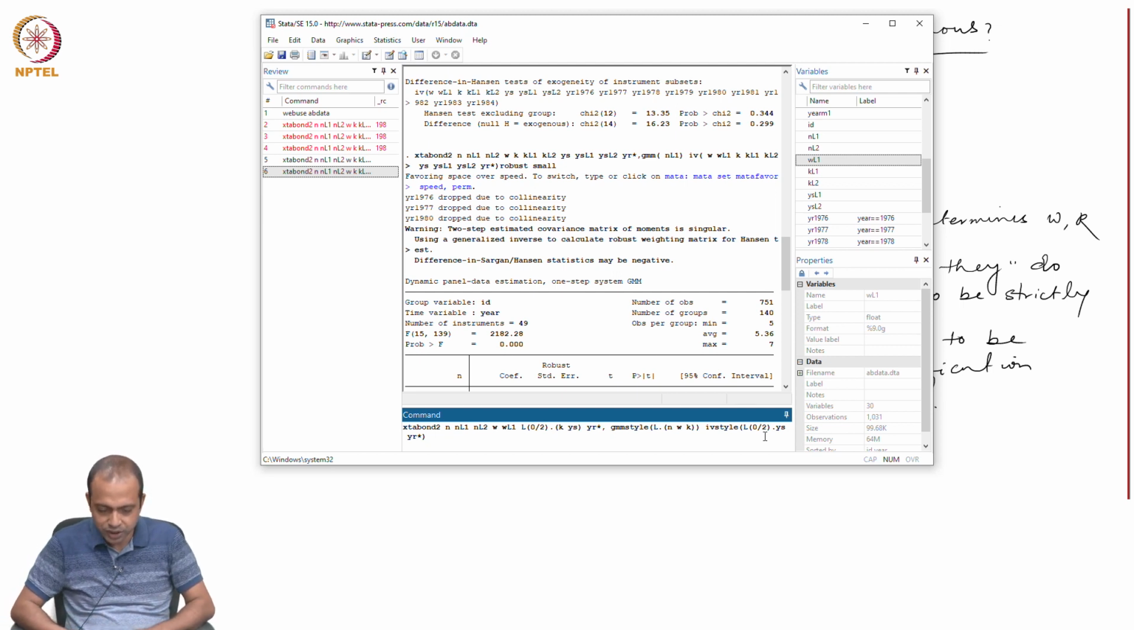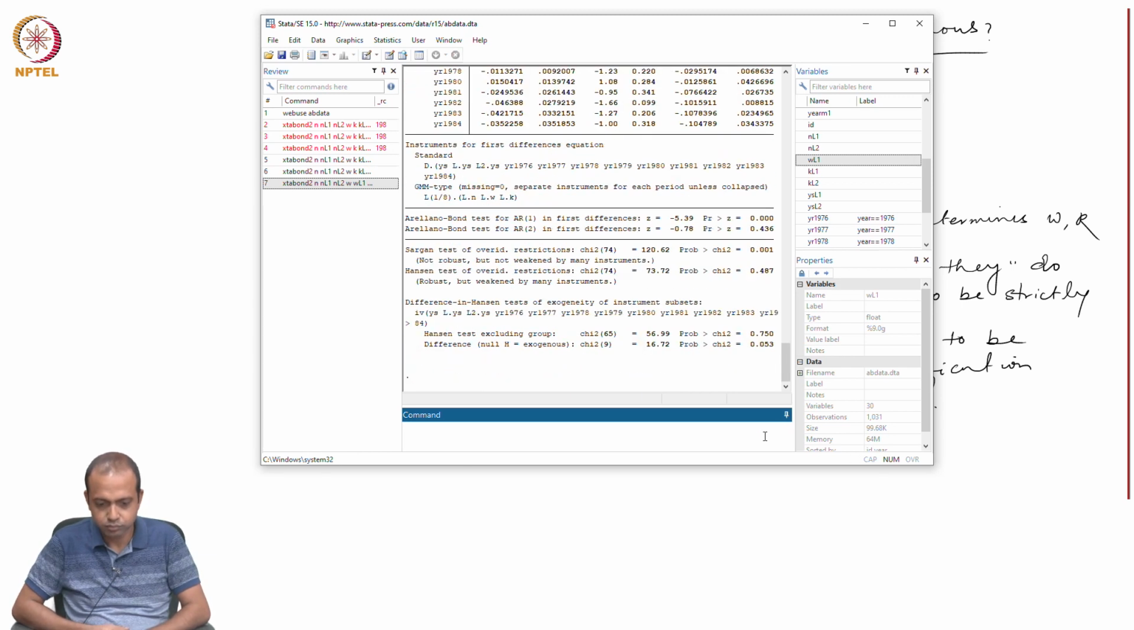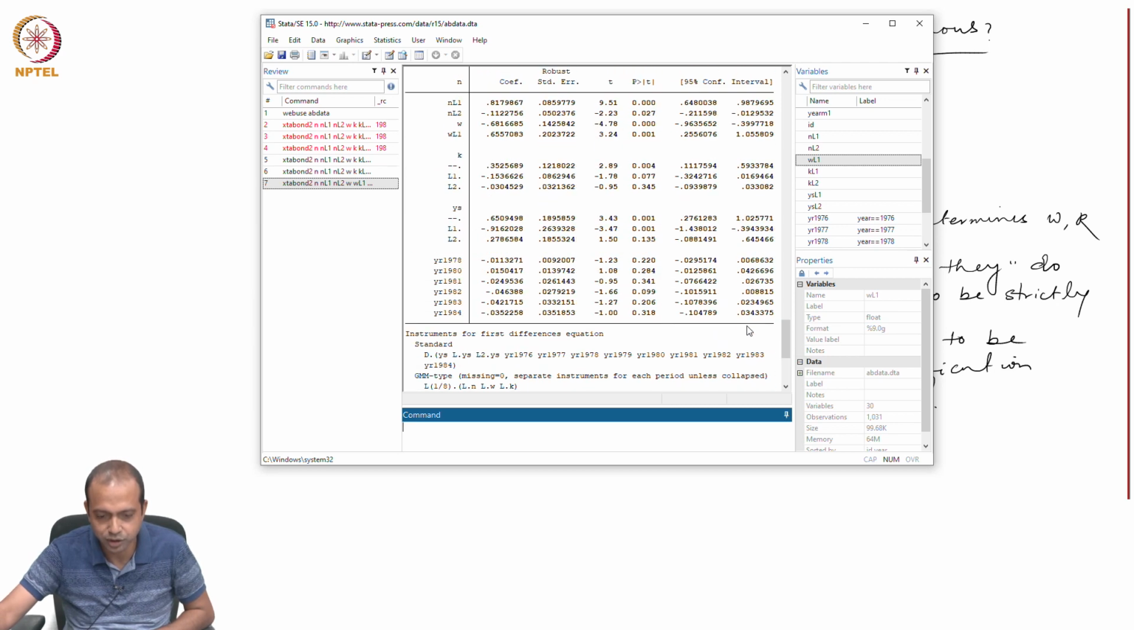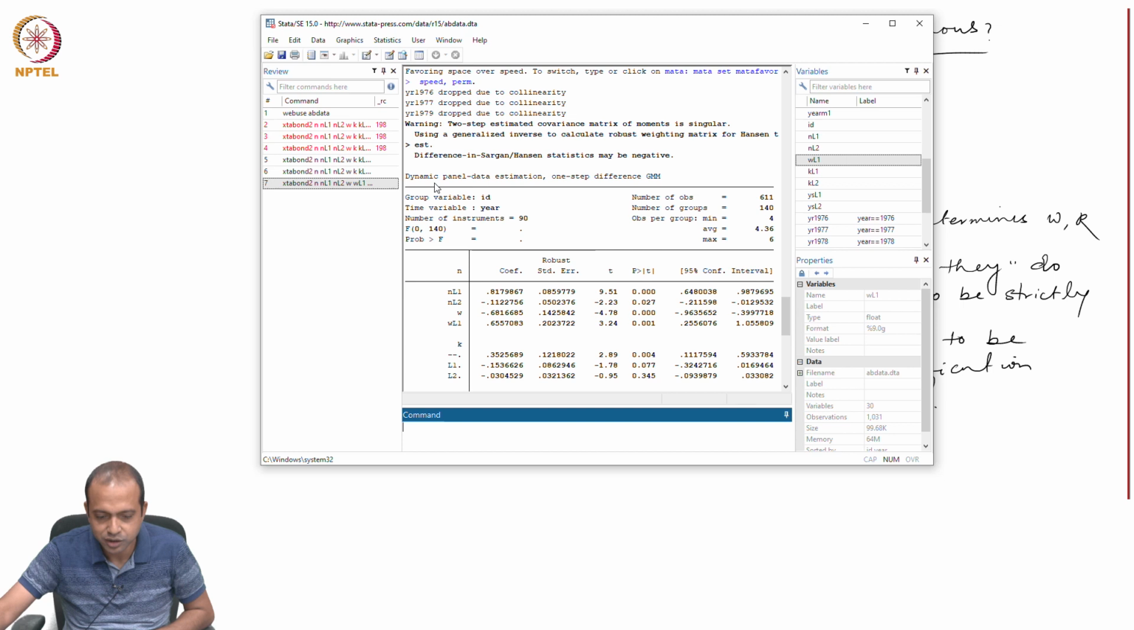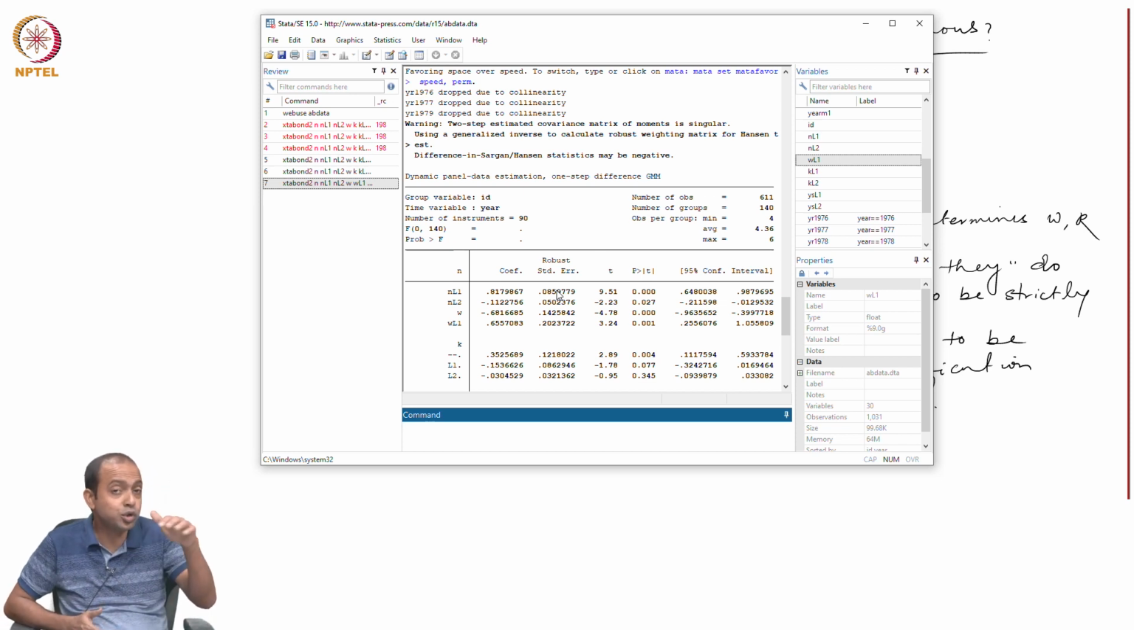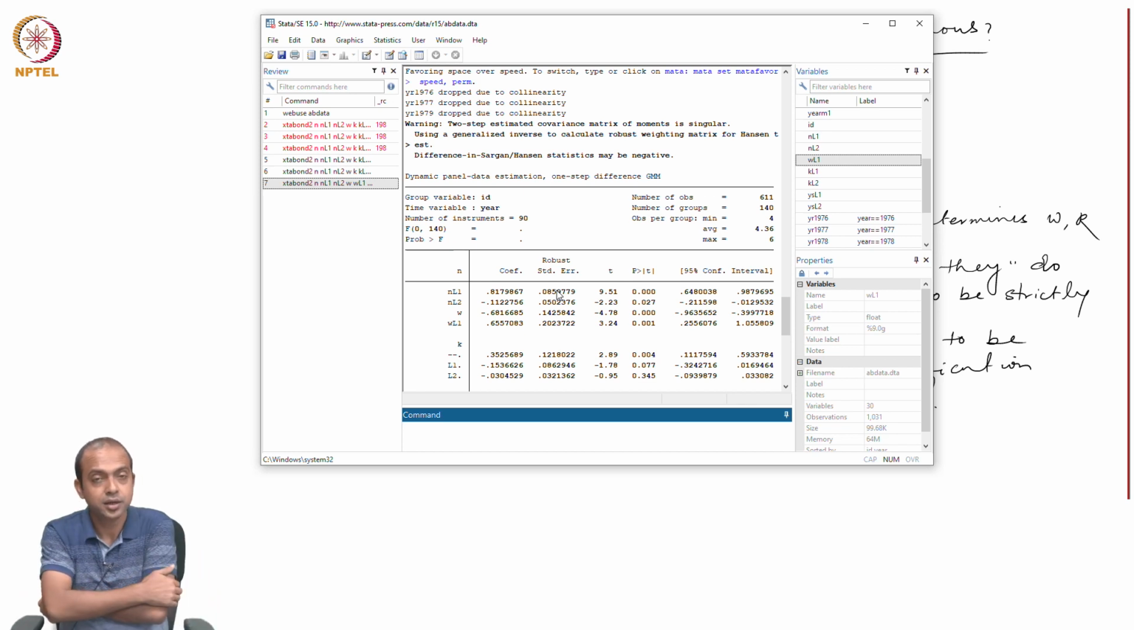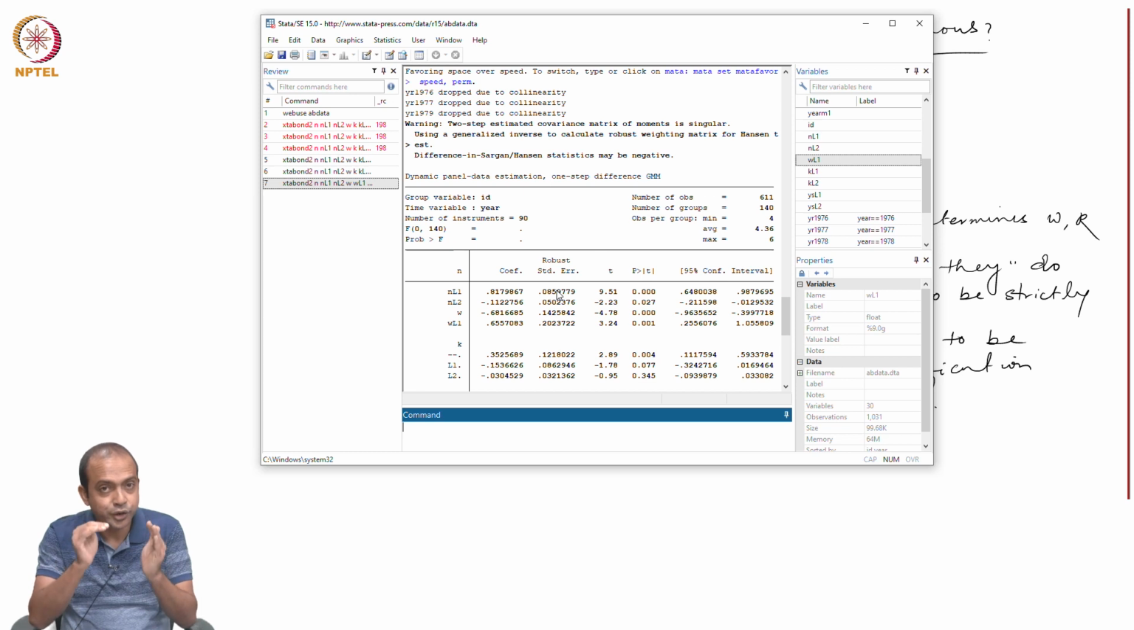Okay, and then, let's say I'm using the same difference GMM, no level equation, and robust and small. Okay, look at what is happening. So, what we have estimated? One step difference GMM. Now, when I am using one step difference GMM, earlier we saw that difference GMM is inefficient compared to the system one, because difference GMM could not guarantee the estimates to lie within the theoretically determined bound.